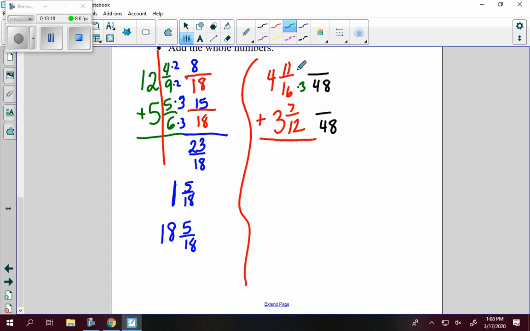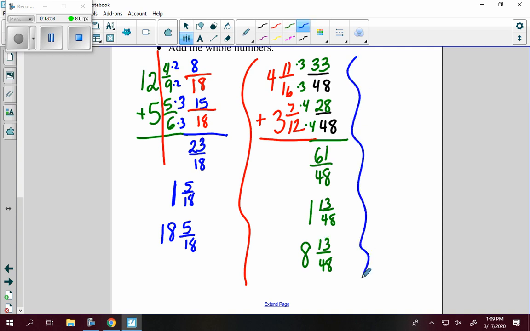16 times 3 is 48, so 11 times 3 is 33. 12 times 4 is 48, so 7 times 4 is 28. And now that they're the same denominators, I can add the top numbers, and I get 61 over 48. And because I know that it's more than 48, I can say 48 goes in there one time, and the difference of those two numbers will be 13. Then I can add 4 plus 3 plus 1, and I get 8 and 13 over 48. What? That is awesome! I'm going to ask you to do one more.